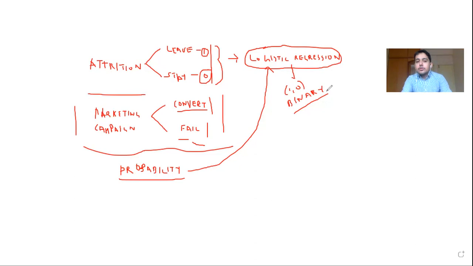So the objective here is to determine the probability of, let's say, attrition happening, and this can depend on a variety of independent variables. So here it doesn't change to what it was in case of a linear regression.